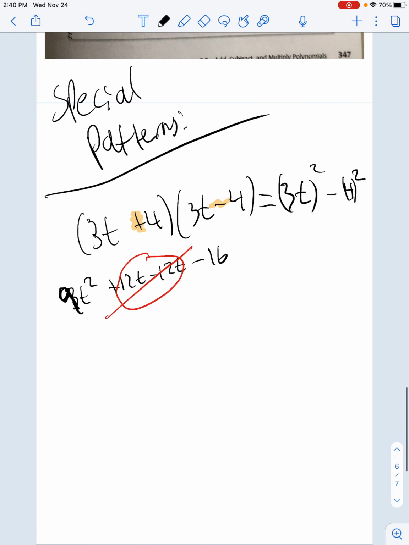So again, when you see this happening and you see that you have this plus and a minus, you can potentially know that those middle terms are going to cancel out, and you can simplify it like this.